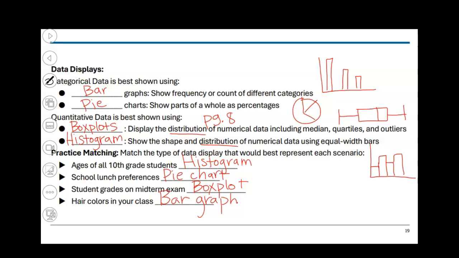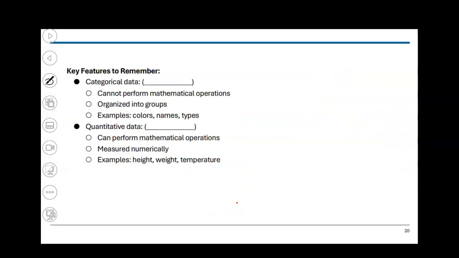All right, can I move forward? Yes. Okay. Key features to remember for categorical data. This is the qualitative that I wrote down in the beginning. Qualitative data. Okay. So you can't perform math operations. It's organized into groups, and those examples are like colors, names, types, categories. Okay. Quantitative data is numerical. Numerical. What's the number?